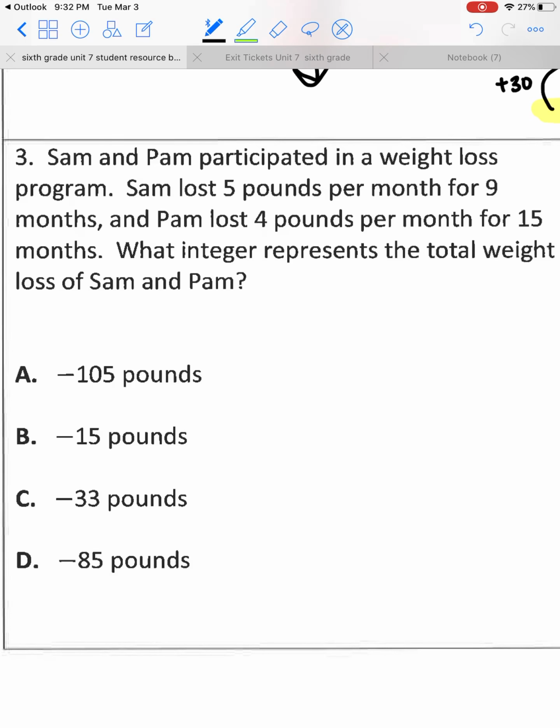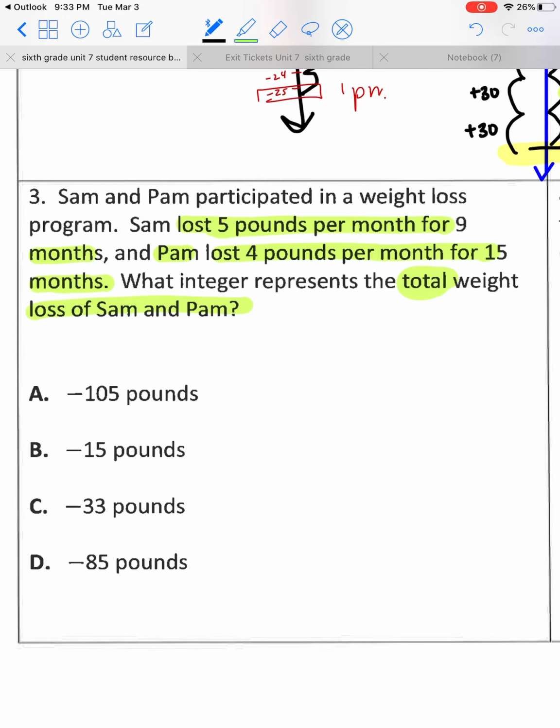It says, Sam and Pam participated in a weight loss program. Okay, it says, Sam lost 5 pounds per month for 9 months. And Pam lost 4 pounds per month for 15 months. What integer represents the total weight loss of Sam and Pam?